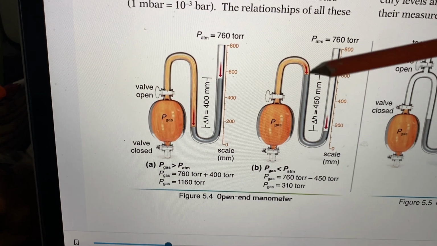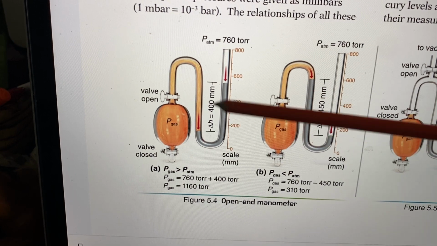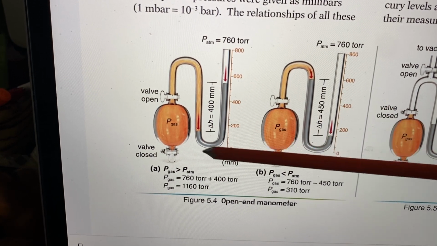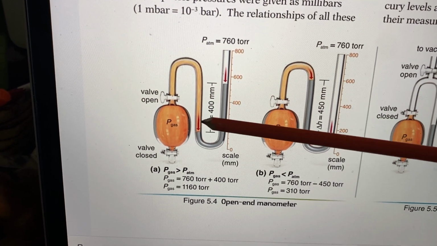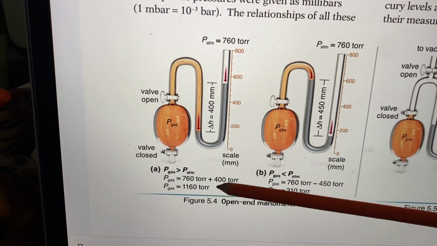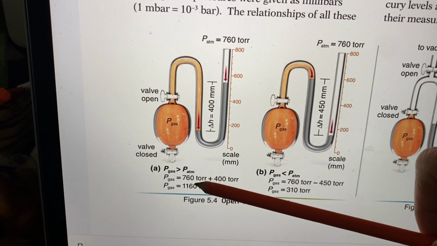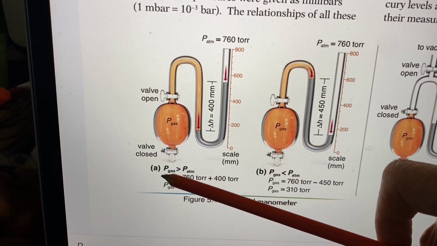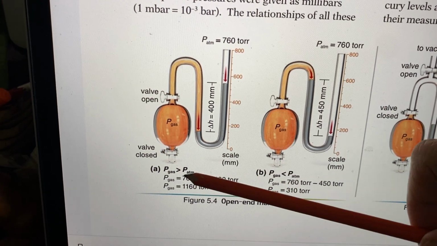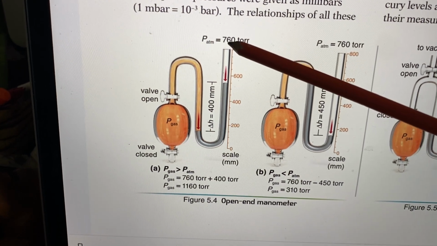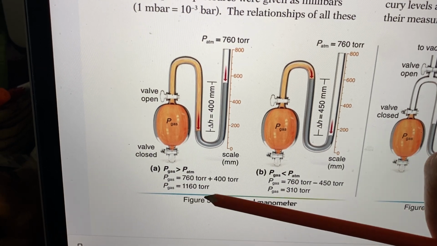So, okay, this here, it looks like the difference in height as it goes up is 400 millimeters. So we have 400 millimeters as the difference in pressure. And so we have to add that 400 to 760, because the pressure of the gas is going to be greater than the atmospheric pressure. Whenever the pressure of the gas is greater than the atmospheric pressure, we have to add it. So it's 760 plus 400 torr equals 1160 torr.